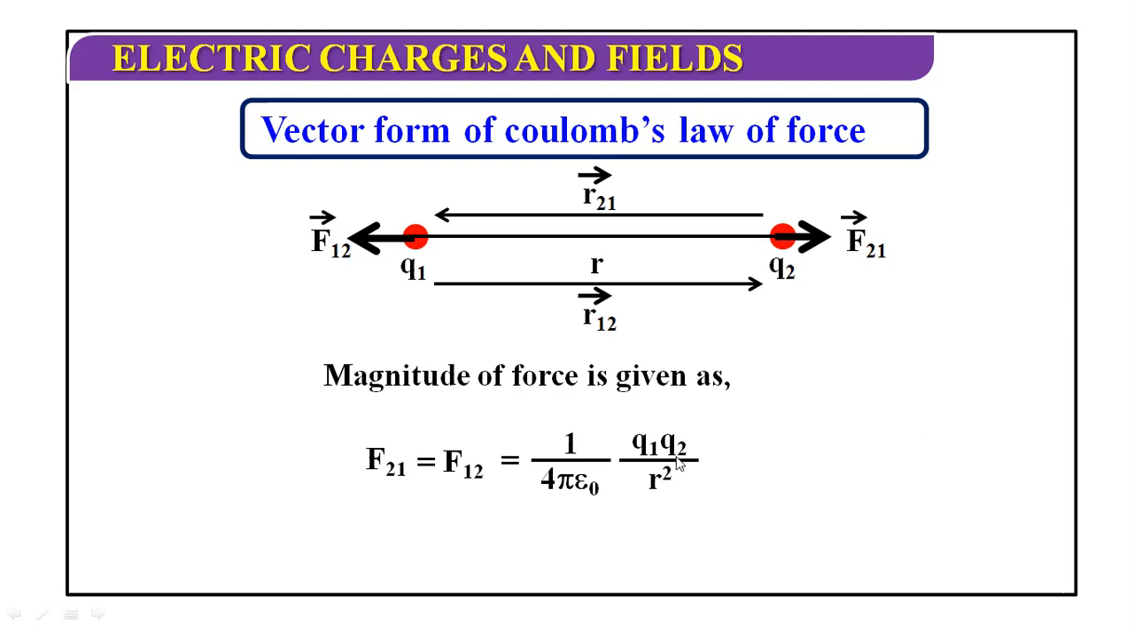So 1 coulomb into 1 coulomb, again it is 1 coulomb. And if they are separated by a distance of 1 meter, so this is 1 square upon 1. So what will I get? I will get only 9 into 10 raised to the power 9 Newton. So the force between two charges of 1 coulomb separated by a distance of 1 meter, the force of attraction or repulsion between them, will be 9 into 10 raised to the power 9 Newton only.